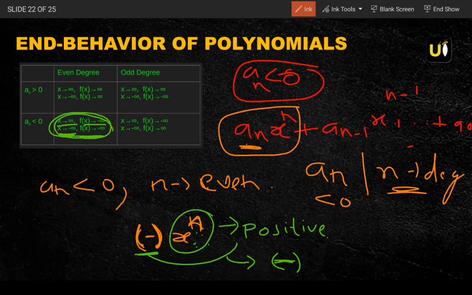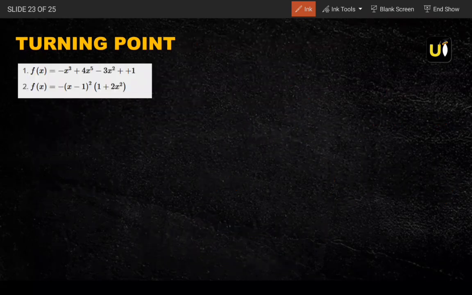Okay, now let's discuss an important topic, turning points. Here we are given a polynomial equation. How do we determine how many turning points are there for that polynomial graph? This is an important topic. Let's see with some examples.